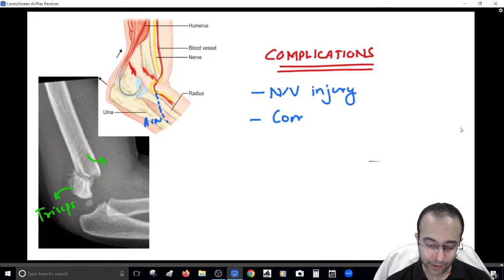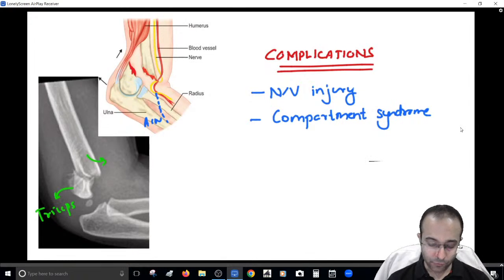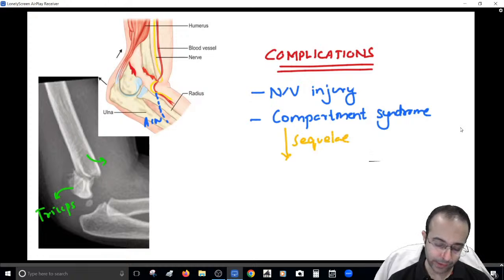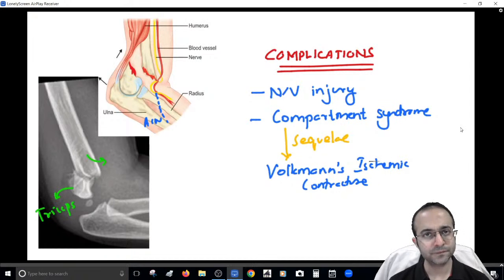Now this is that fracture that is notorious to go into what you guys very well know as that compartment syndrome. And if you miss the compartment syndrome, the sequelae, the end result of compartment syndrome, can result in what's called Volkmann's ischemic contracture. I'm sure you're very well aware of this part also.